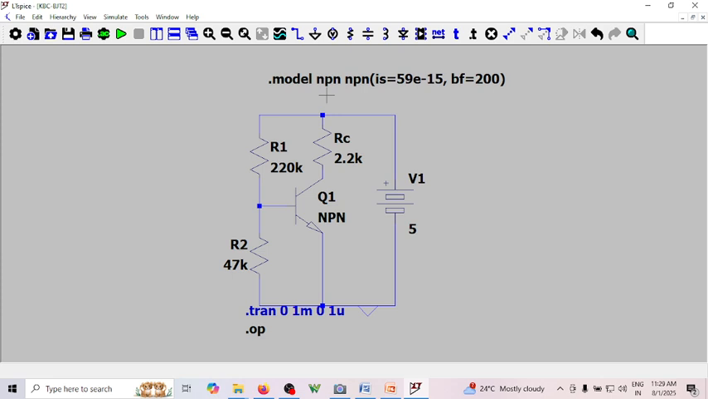Fine. Of course, these values in simulation you can get whatever value, but when it comes to real usage in your lab, you have to be careful. So this is the value that I'm getting.